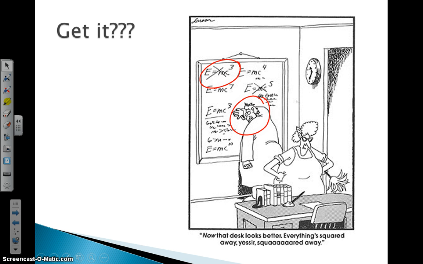Here we have a Far Side cartoon where you'll notice a scientist up at the chalkboard trying to figure out his equation. He is having some difficulty. E equals mc, and he can't figure out what the rest of the equation is until obviously his wife comes in and says, "Now that desk looks better, everything's squared away. Yes sir, squared away." So if you have a little background knowledge on science, you'll know that the equation is E equals mc squared, and that is probably Albert Einstein there by the looks of the hair and so on. So to truly understand the joke, you have to have that background knowledge.